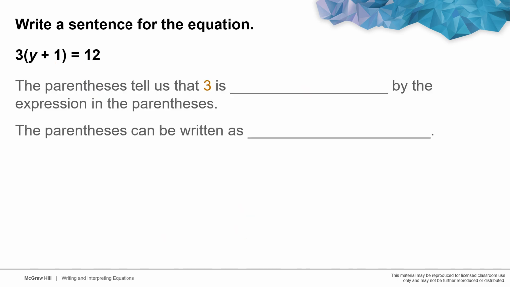So this one is 3(y + 1) equals 12. When we have parentheses and a number in front, the parentheses tell us that 3 is doing what to the parentheses? Yeah, so you multiplied. So our 3 is being multiplied by whatever's in the parentheses. Multiplied.